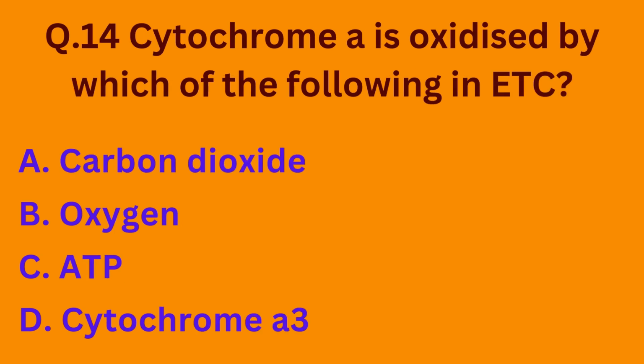Question number 14 is, cytochrome A is oxidized by which of the following in electron transport chain? Option A, carbon dioxide. Option B, oxygen. Option C, ATP. Option D, cytochrome A3. So students, basically cytochrome A3 oxidizes cytochrome A. So the correct option is option D.